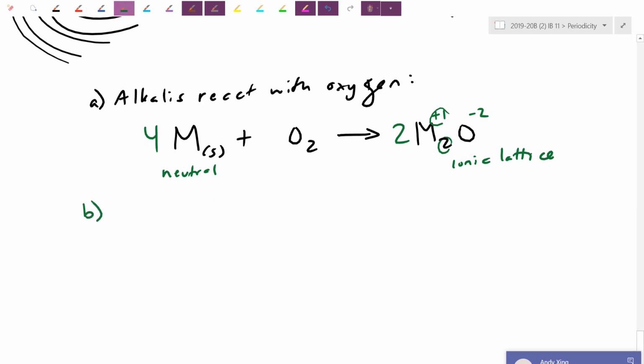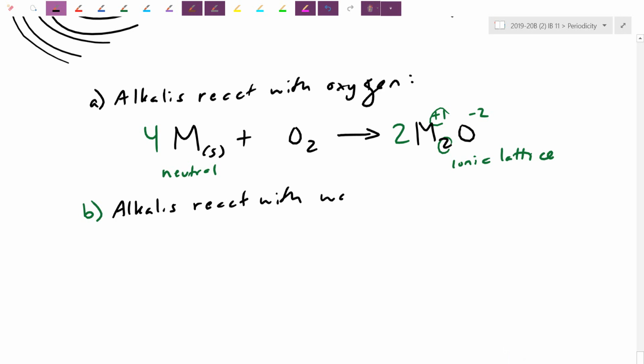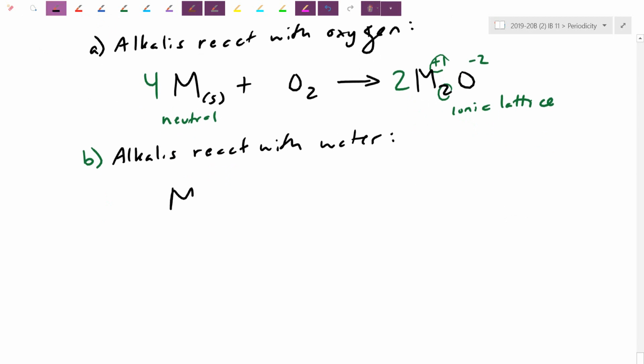Second reaction, you're going to see this on the YouTube clip that I linked to. Alkalis here actually react very violently with water. So let me give you the general equation again. We're going to have any alkali metal. I'm going to react it with water.